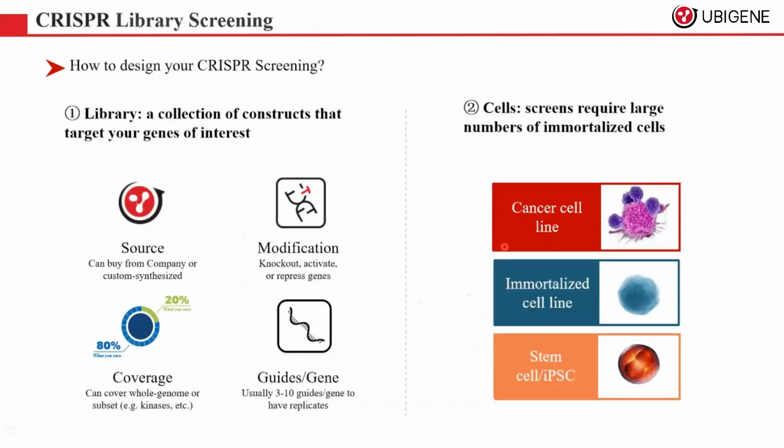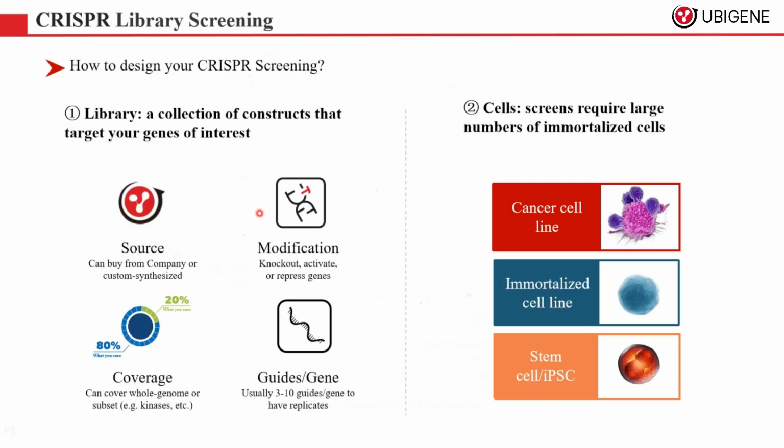So how can we get started with our CRISPR library screening? Firstly, we need to decide on the library we are going to use. There are several factors to consider. First, where does the library come from? Is it an off-the-shelf option from a company, or do we need to have it customized?